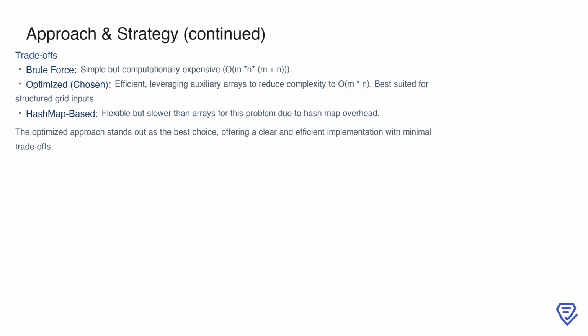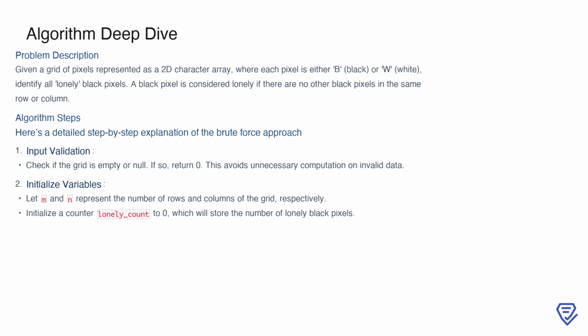The problem we're tackling involves a grid of pixels, represented as a 2D character array, where each pixel is either 'B' (black) or 'W' (white). Our goal is to identify all lonely black pixels. A black pixel is lonely if it is the only black pixel in both its row and its column. To solve this, we start with a straightforward brute force approach.